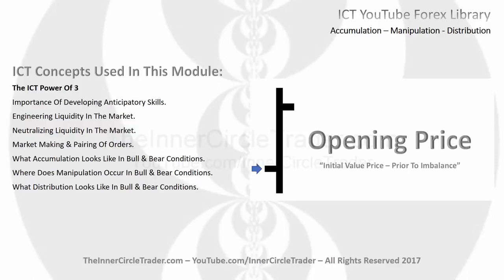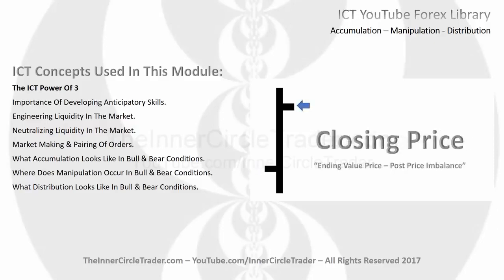It does not matter if it's Forex or commodities or bonds or whatever it is. If it's a market and it can be measured in time intervals, the highest value, the lowest value, a time at which it starts trading, and a time it ends trading, you only need those 4 reference points. So the open, high, low, and close is all we're concerning ourselves with here. Now the first of the four is the opening price. Now for definition terms, this is the initial value price prior to any imbalance. And I'll talk more about that as we go.